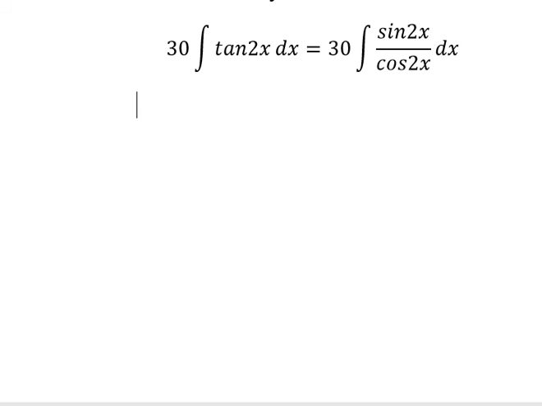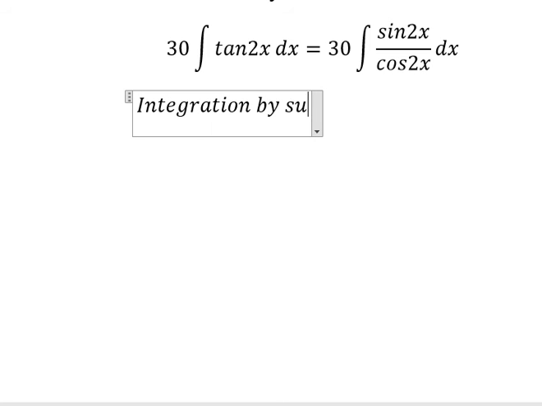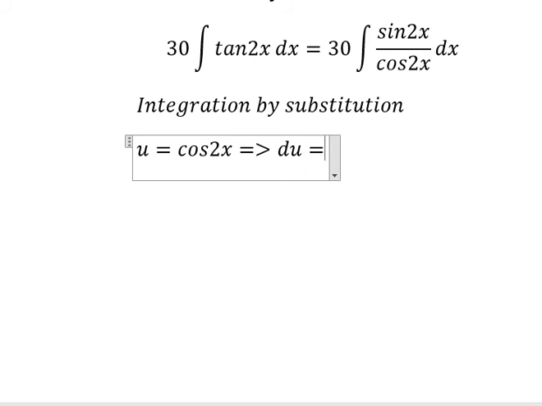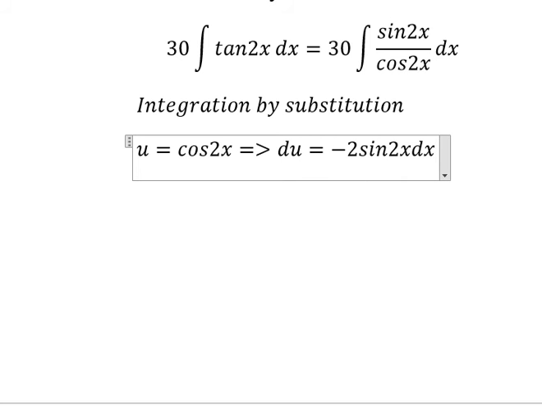Now we need to use integration by substitution. So we put u equals cos 2x, du equals negative 2 sin 2x dx. Because we don't have negative 2, we divide both sides by negative 2.